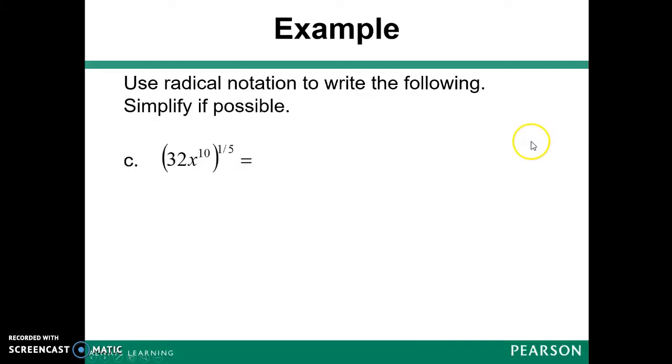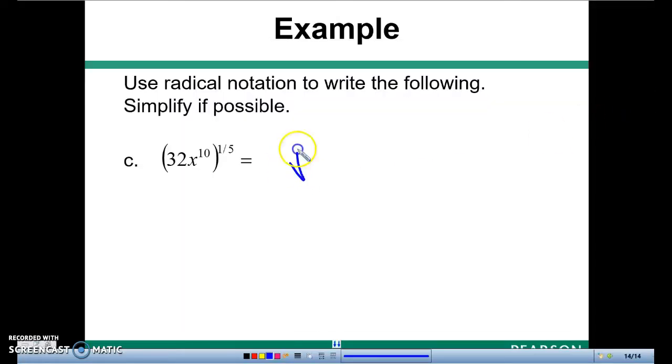All right, use radical notation to write the following, simplify if possible. We're going to go to a radical form. That's what radical notation means. So this exponent of 1/5 applies to everything inside the parentheses. What is our index? Our index is a 5. So 32 x to the 10th goes inside the radical sign. This right here is our radicand.